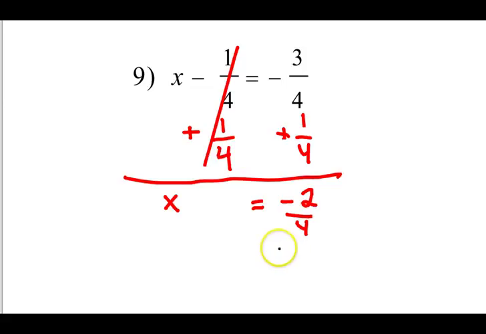Negative 2/4. Is that the final answer? No. Just like we did on the warm-ups, you go one more step, right, as negative 1/2. And that you can circle, box, highlight as your final answer. Capiche?